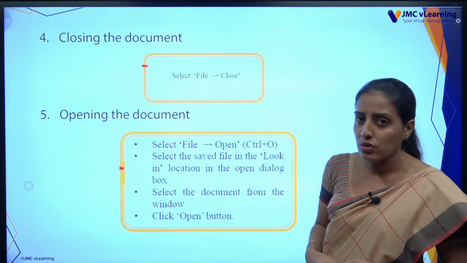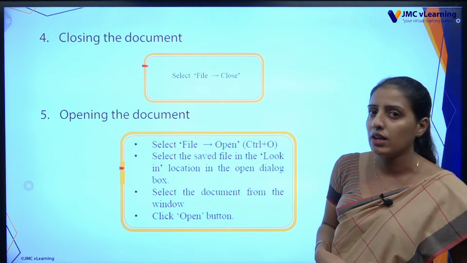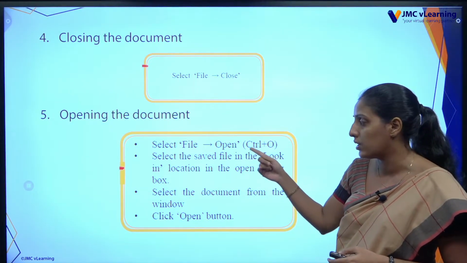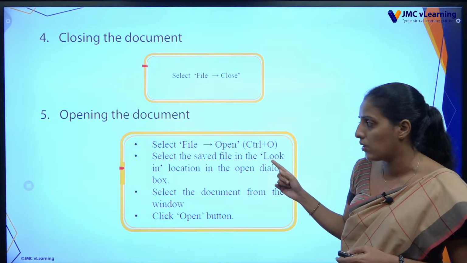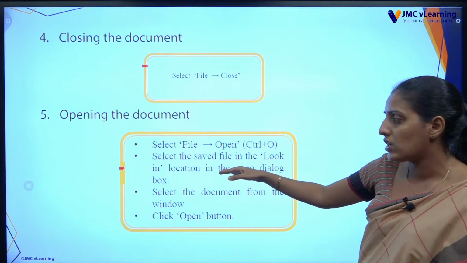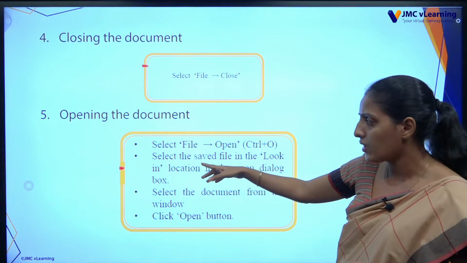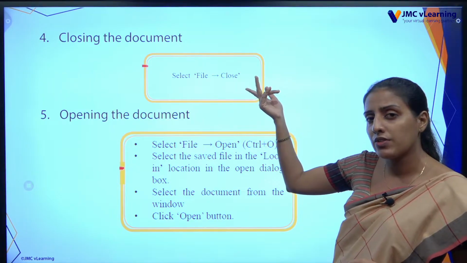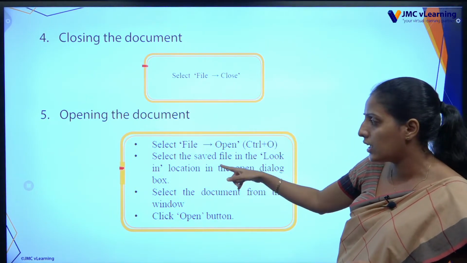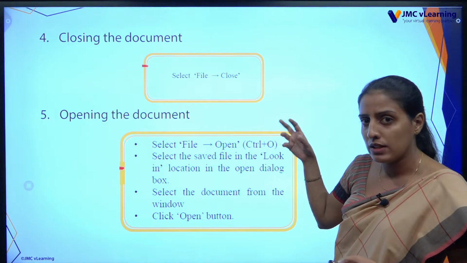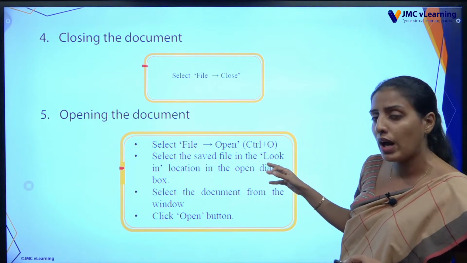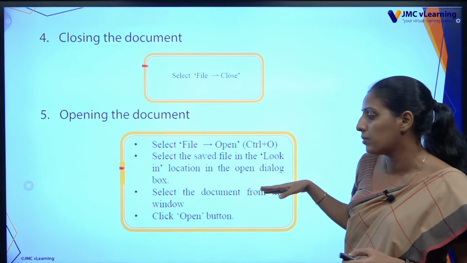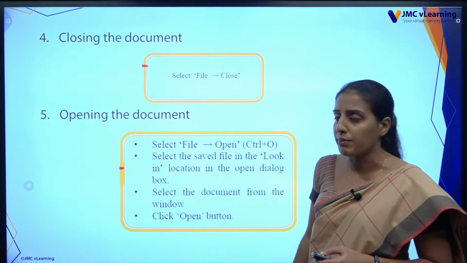Next, if you want to close the document, you have to go to File, Close. If you want to open a document, File, Open. The shortcut key is Ctrl plus O. Then you have to select the saved file in the Look In. When you are saving the file, we use Save In. Here, if you want to open an already saved document, you have to go to Look In location in the open dialog box, select the document from the window, then click the Open command.